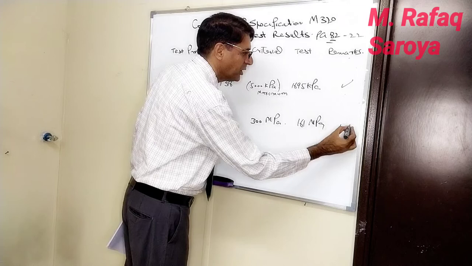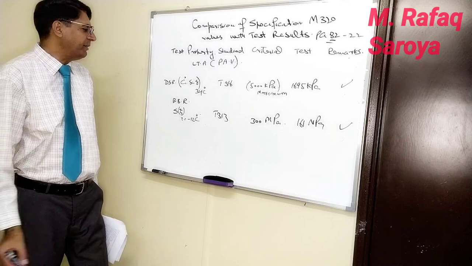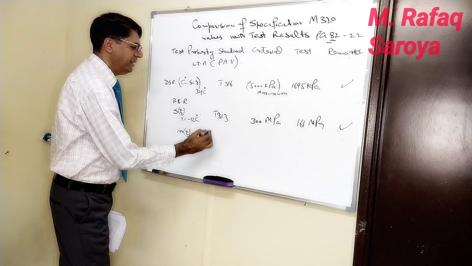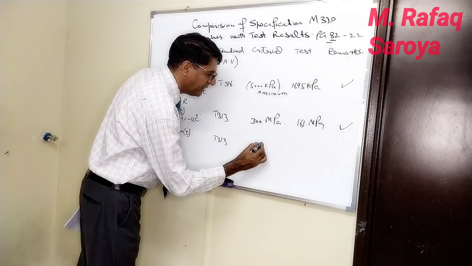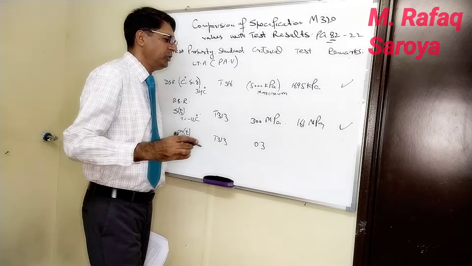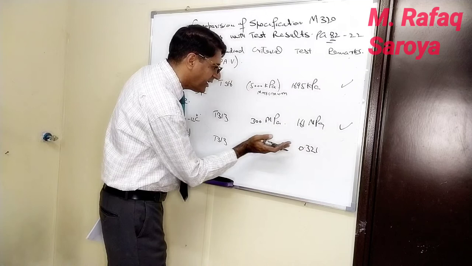From here, we have to find the slope of the master curve, m-value, by the same T313 method. Its minimum value is 0.3. But my test result is showing 0.321. It means I have crossed this limit and I am in the safer zone. This means my material is acceptable.